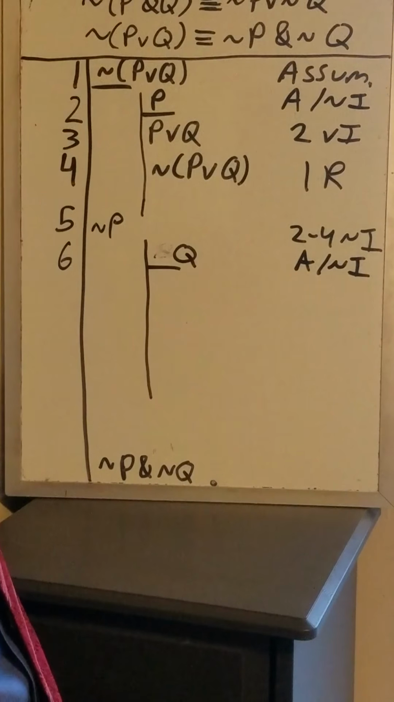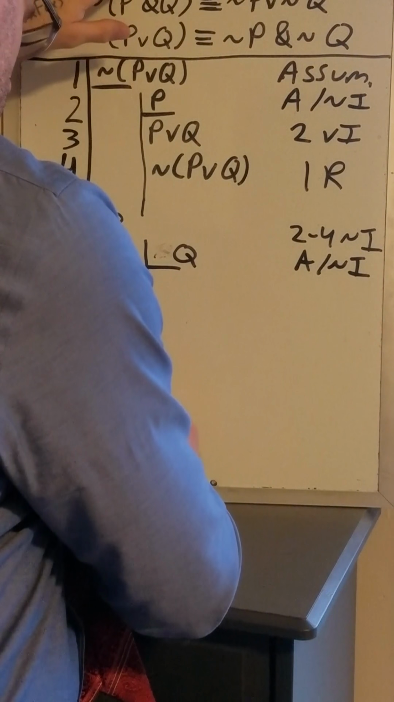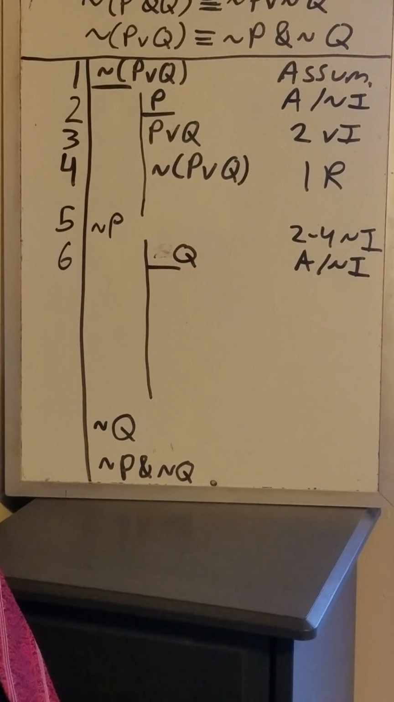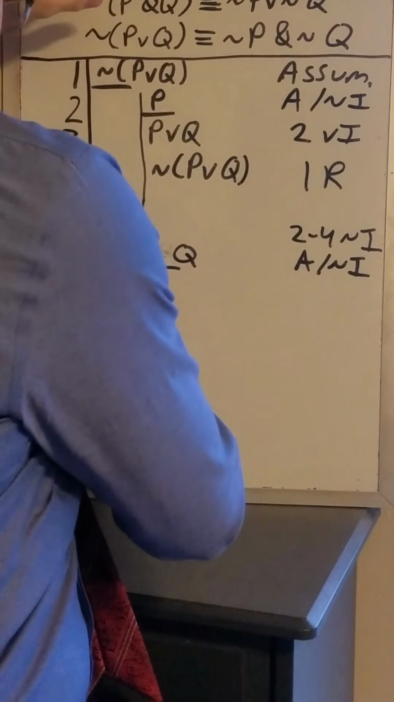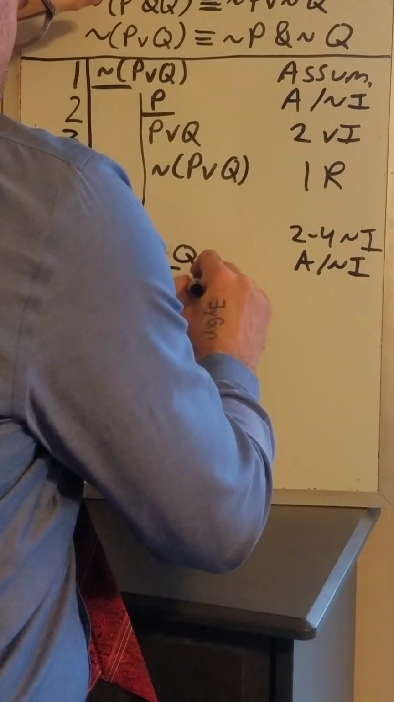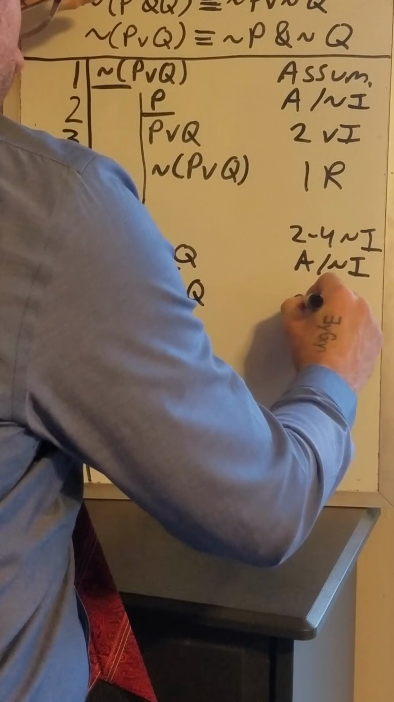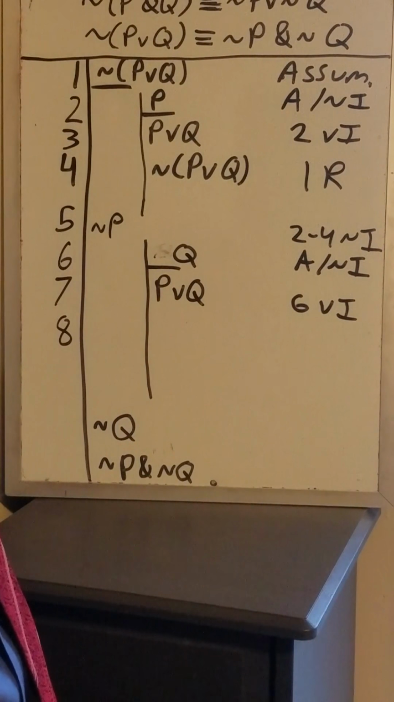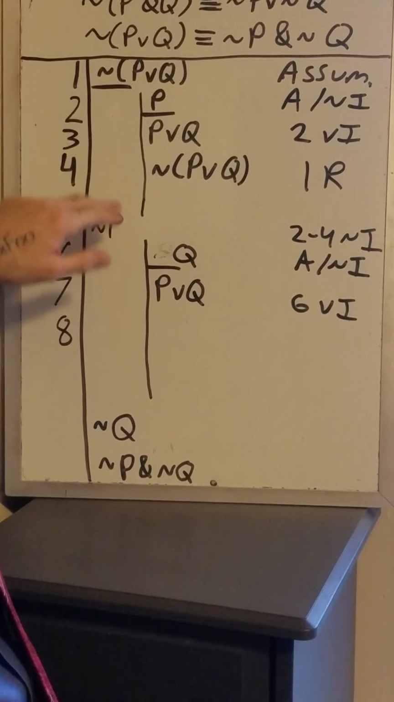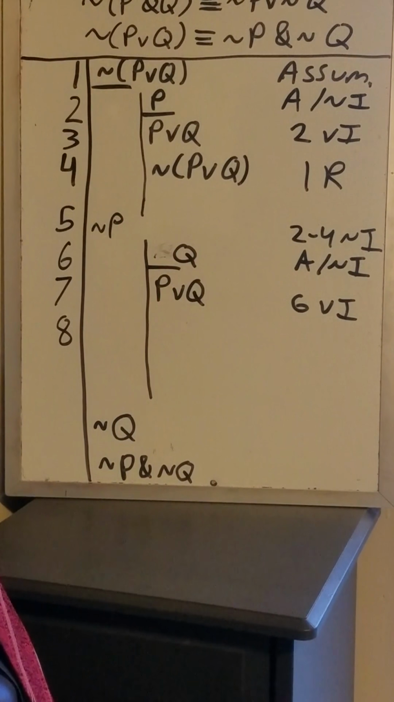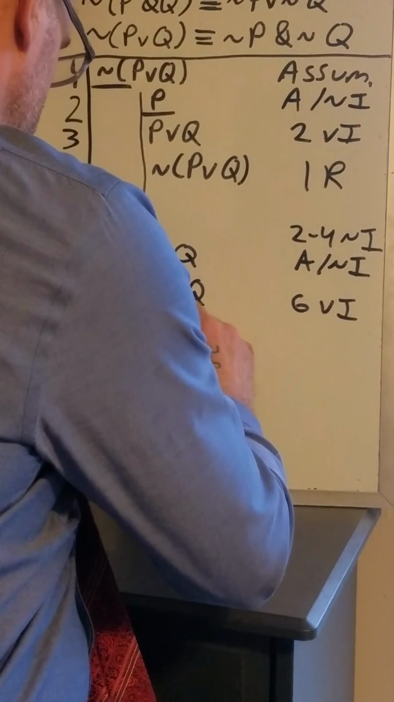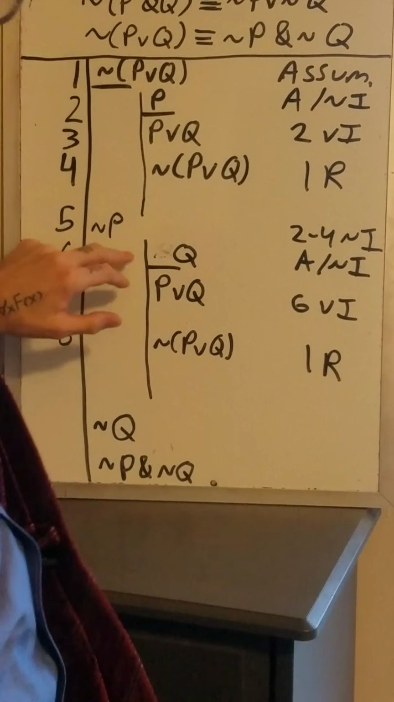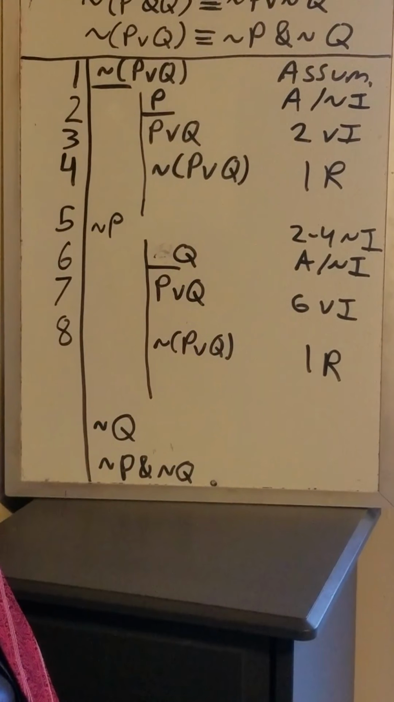So we assume Q for negation introduction. We're trying to get not Q. And we just do the same thing we did up here. We're going to do P or Q by disjunction introduction. Now we're going to get not P or Q. Or we're going to reiterate not P or Q from line 1. And we can close this out and conclude not P, not Q.